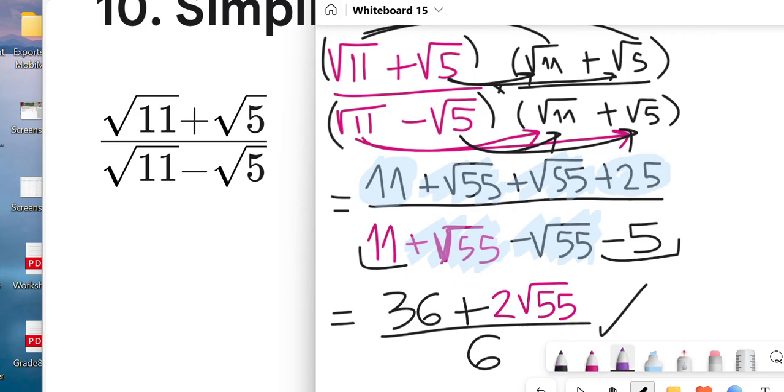Even though you can do one extra step, simplify everything by 2. So 36 divided by 2 will be 18. 2 divided by 2, 2 goes away. And 6 divided by 2 is 3.